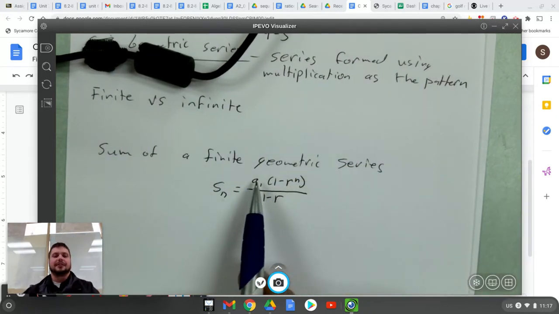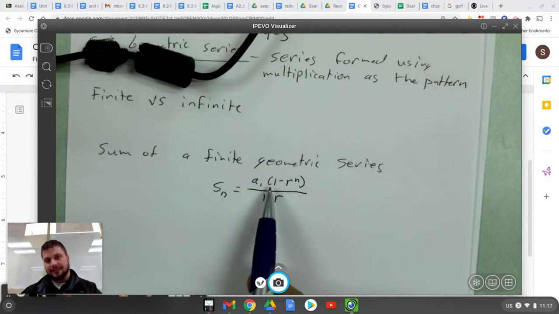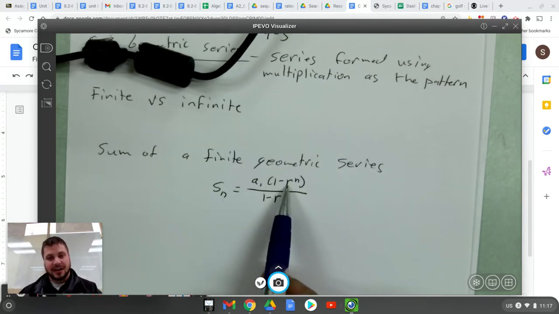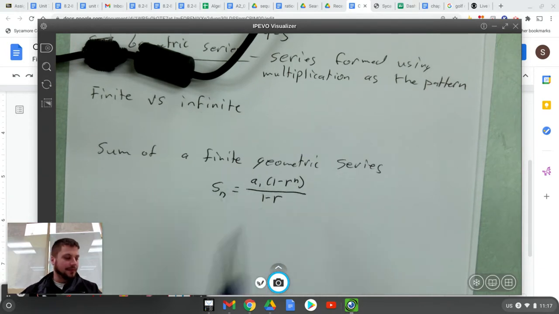the first term times the quantity 1 minus r, which is the common ratio, of course. That's your pattern number, to the n power, all over 1 minus r. Okay, so we can do a couple of those.